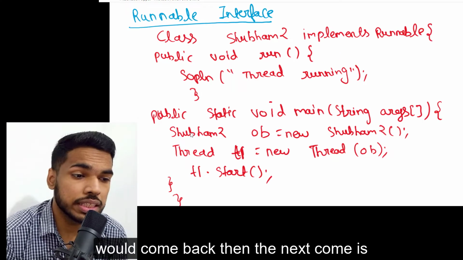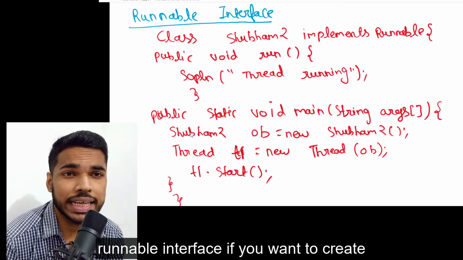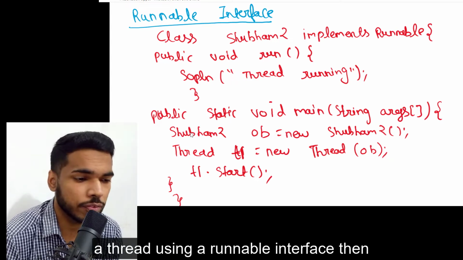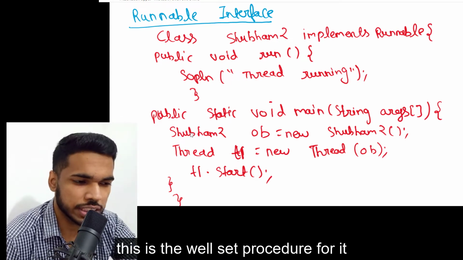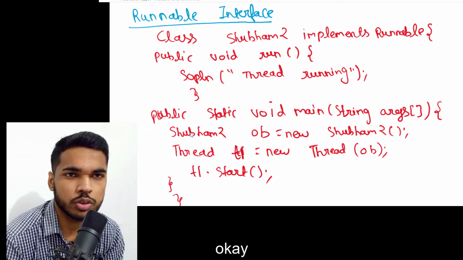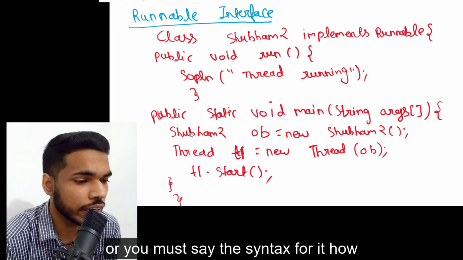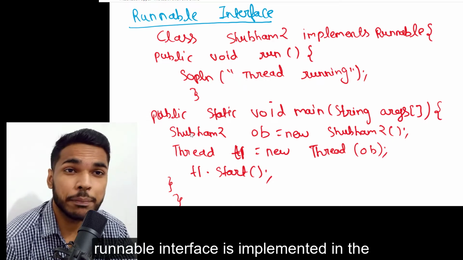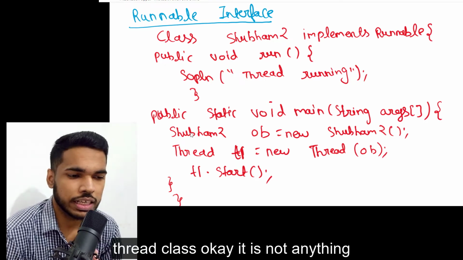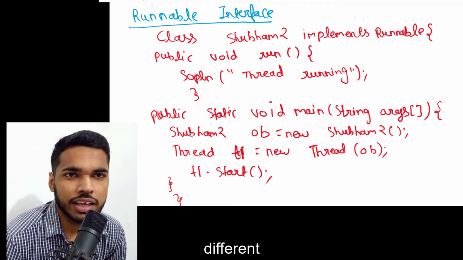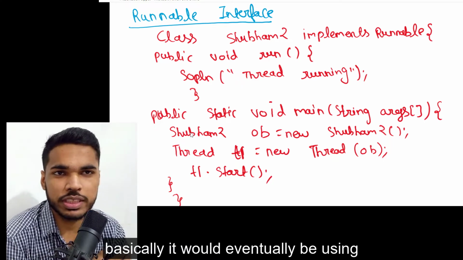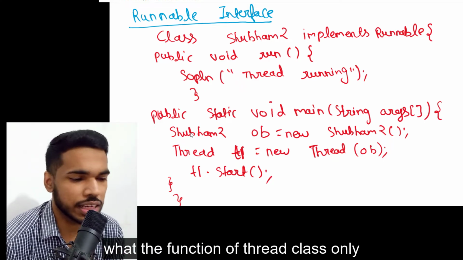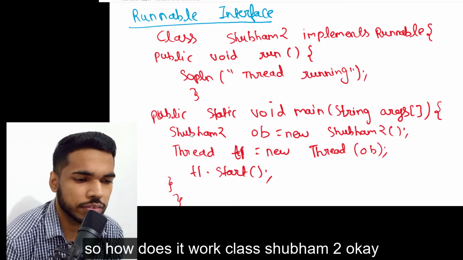Then next comes the Runnable interface. If you want to create a thread using the Runnable interface, then this is the set procedure for it, or you may say the syntax for it. How does the Runnable interface work? Basically, the Runnable interface is implemented in the Thread class. It is not anything different; it would be using the functions of the Thread class only. So how does it work?